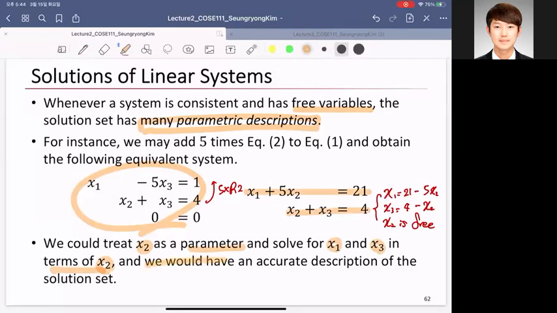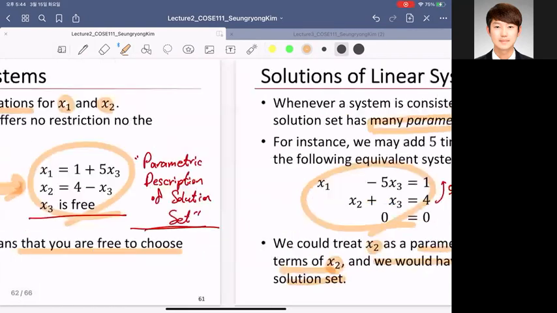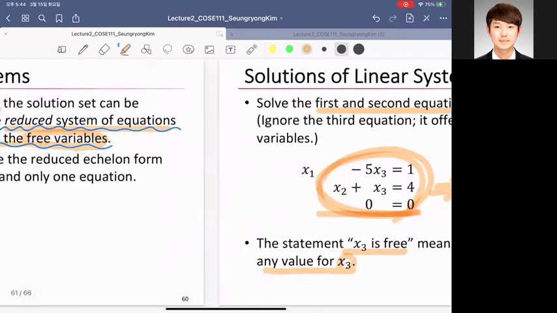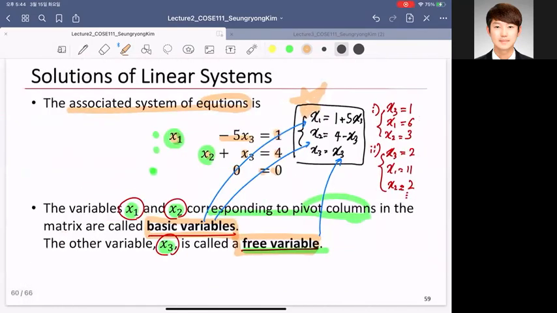We would have an accurate description of the solution set by looking like this, but for the consistency between me and you, we will set the free variable as a free value, and we will represent the basic variable in terms of the free variable. So this is going to be our definition, but it's not necessary. But we will use this kind of notation from now on.